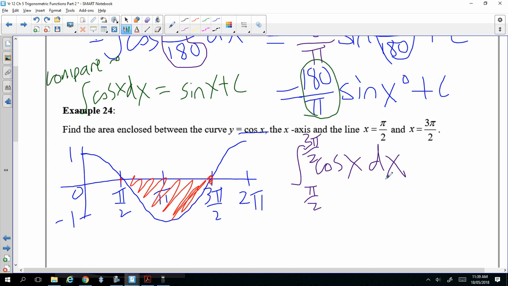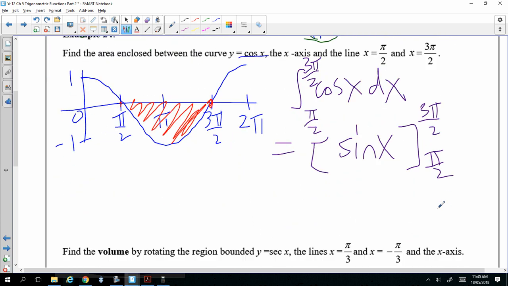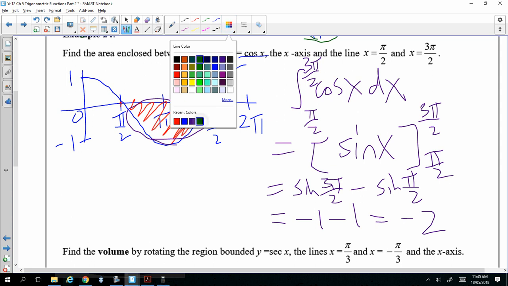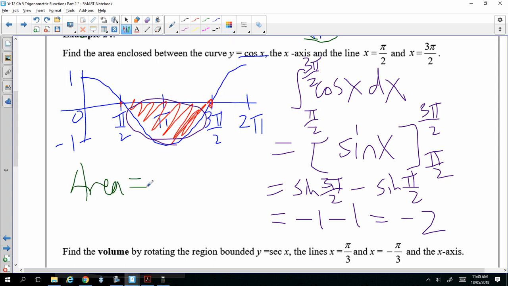Alright, good. So integral of cos is sine. Put in the limits, 3 pi on 2, pi on 2, sine 3 pi on 2 minus sine pi on 2. So it's -1 minus 1, which is -2. And of course, the answer should be negative because it's below the x-axis. So you will say area equals the absolute value of that, which is just +2 units square. Done.